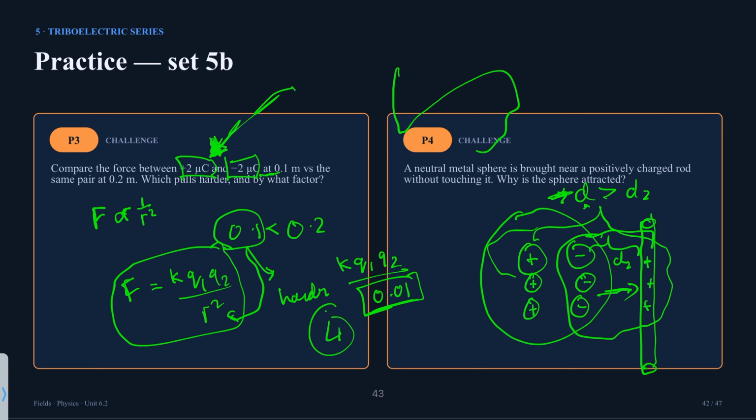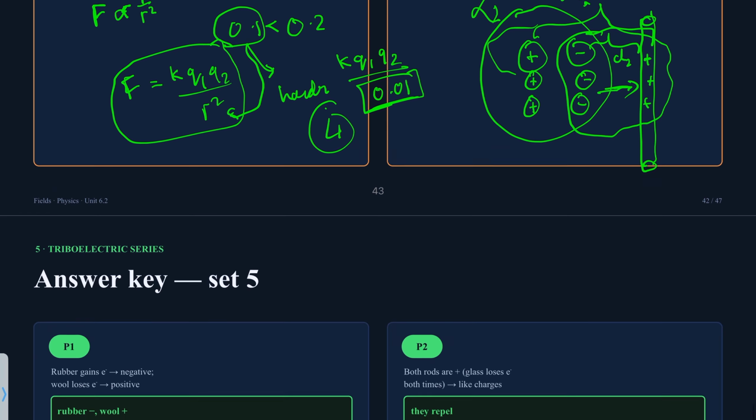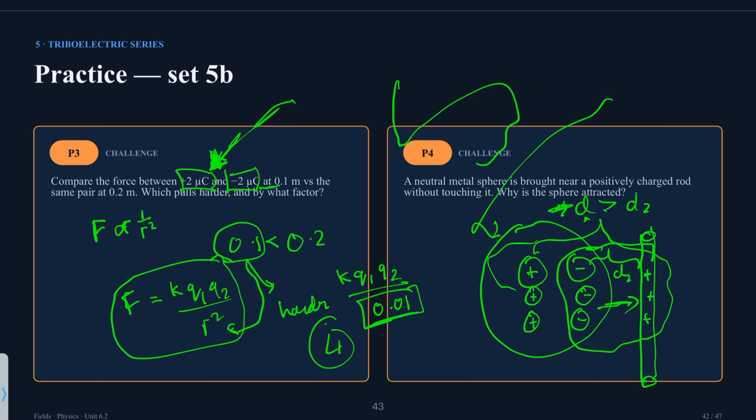All right, and there you go. That's all for the triboelectric series. This is a tough concept, so make sure you understand well what's happening there. I was also not that happy with it when I was first acquainted with it because it didn't make much sense, but now you can hopefully understand it better.